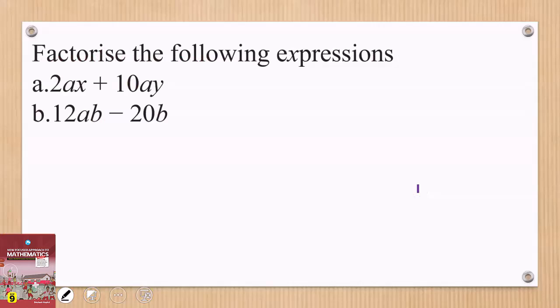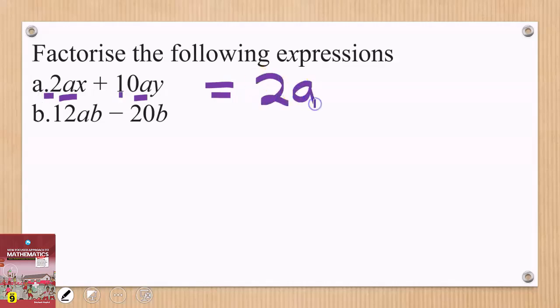Here I want to factorize the following expression. The first one says 2ax plus 10ay. Now, to factorize, all we need is to get a common factor among the two terms. We can see a here, so a is a common factor. Then if you look at 2 and 10, 2 can divide 10 and 2 can divide itself, so 2 becomes a factor.